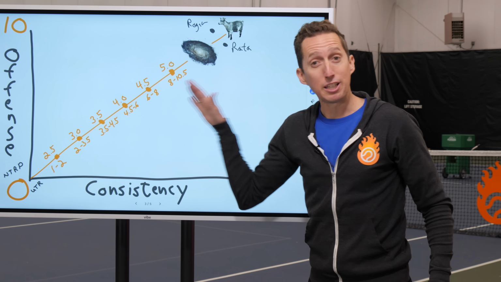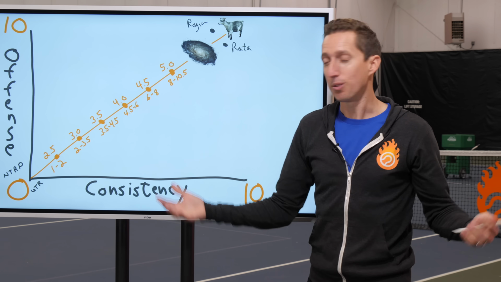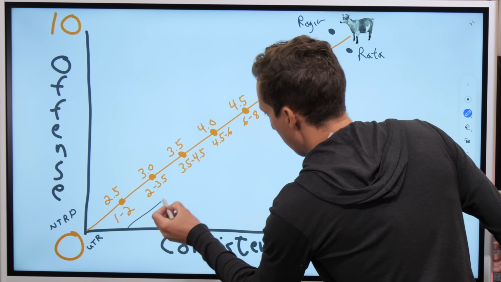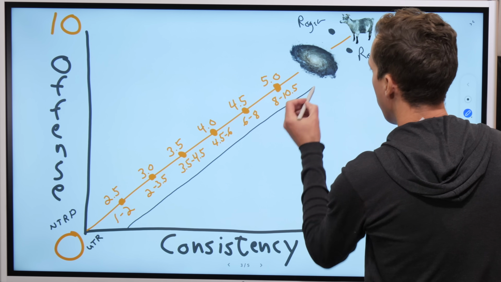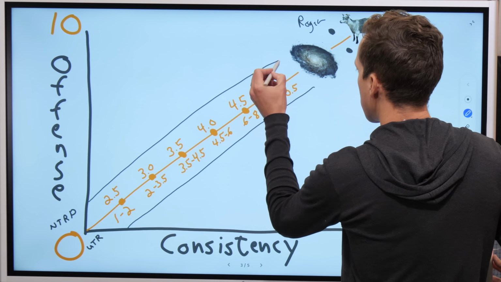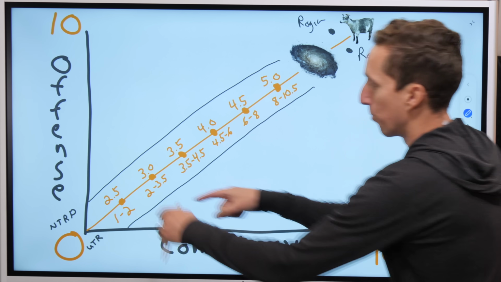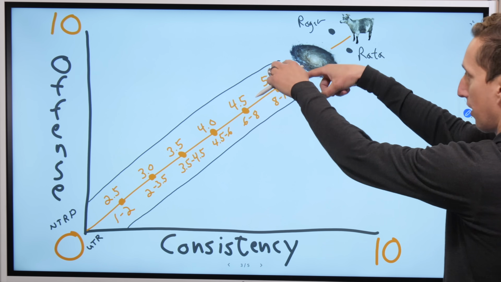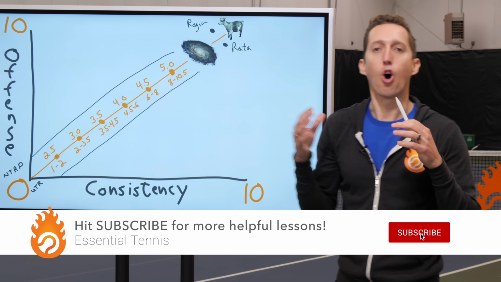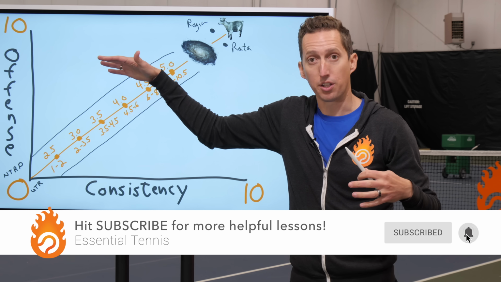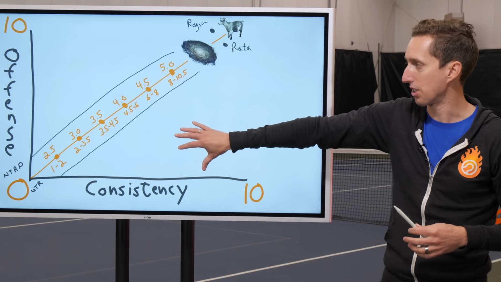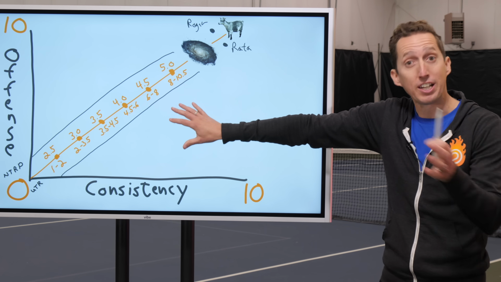So what does this mean for all the rest of us mere mortals? Well, we've got what I'm going to call here the tram lines, where if you pretty evenly develop offense and consistency, you're more or less going to stay within this part of the chart. And so you're not overemphasizing one or the other. You're not super obsessed with offense. You're not super obsessed with consistency, and you don't have any weapons at all.